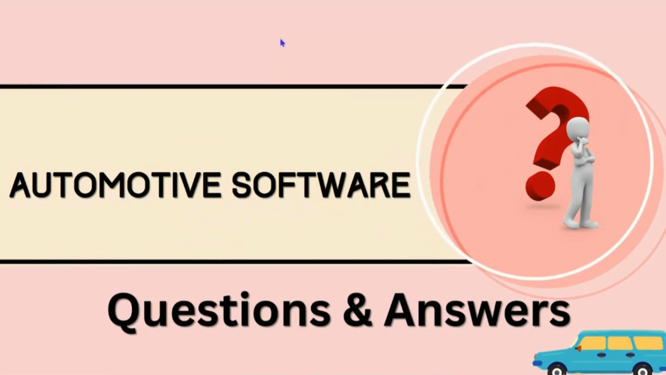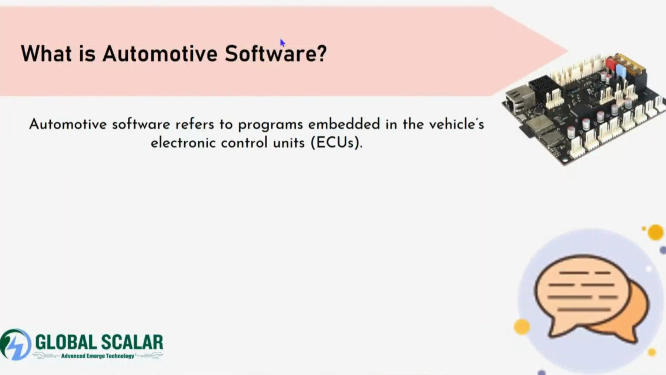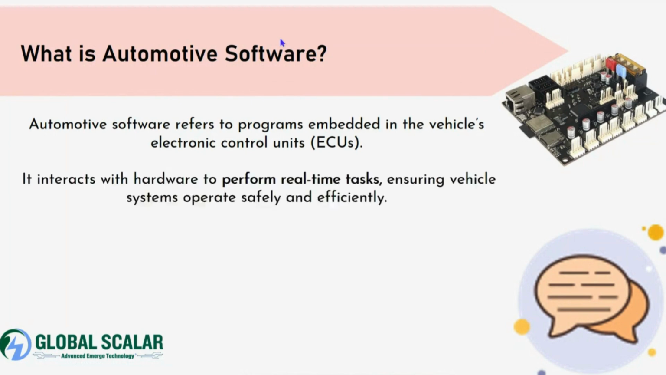Automotive software questions and answers. What is automotive software? Automotive software refers to the programs embedded in vehicle control units. It interacts with hardware to perform real-time tasks, ensuring that vehicle systems operate safely and efficiently.